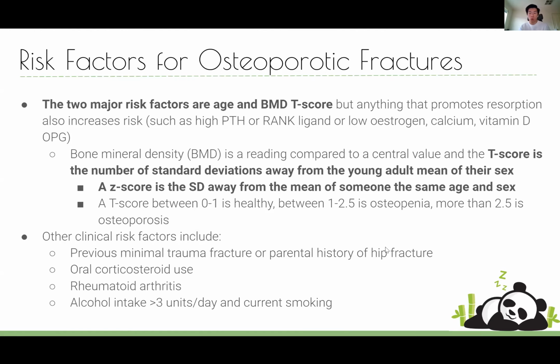The bone mineral density score is a reading that's compared to a central value, and it's called a T-score. It's the number of standard deviations away from a young adult mean of their sex. So if it was a 60-year-old lady who's getting a bone mineral density score, they'd get a comparison from a 30-year-old lady who's healthy, basically. A Z-score is the standard deviations away from the mean of someone of the same age and sex. So obviously that would be a bit lower because you have natural degradation of your bone. A T-score between 0 and 1 is considered healthy. Between 1 and 2.5 is osteopenic, and more than 2.5 is osteoporosis. So osteopenia is just lower bone. Osteoporosis is porous bone, basically.